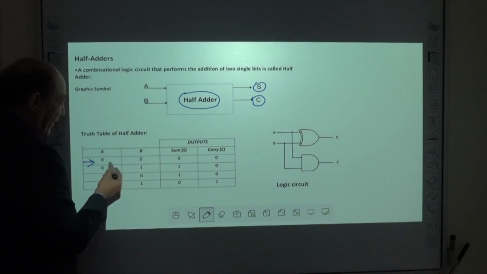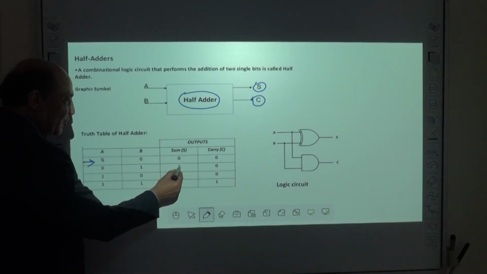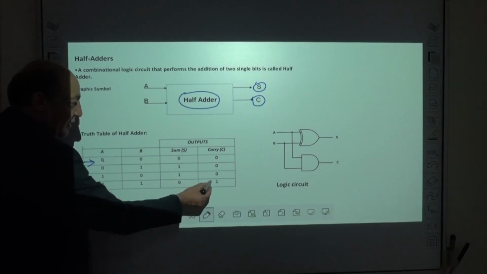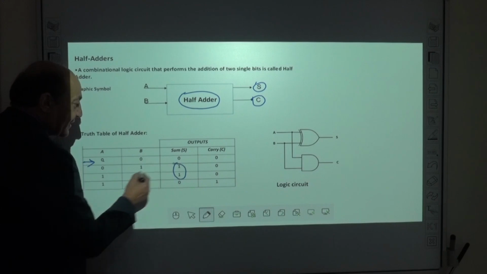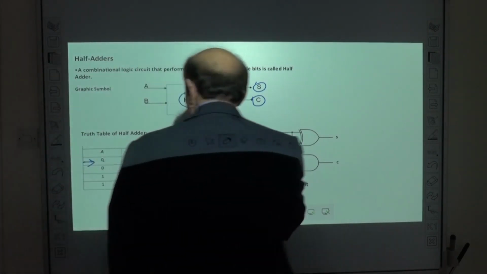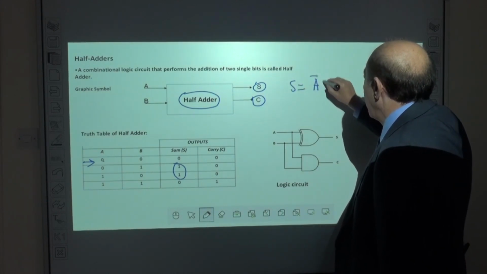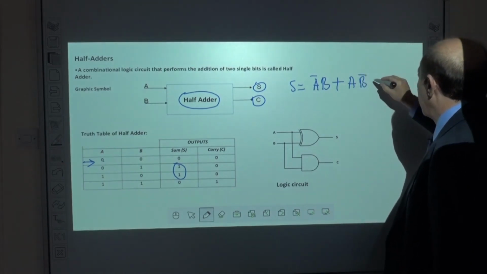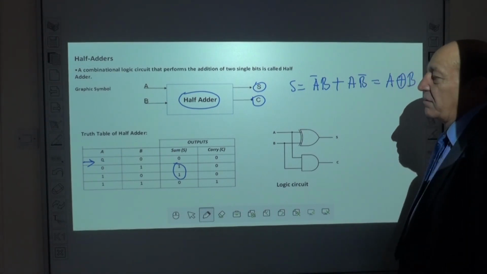As you see, if we add 0 and 0, the sum is 0 and carry is 0. 0, 1, the sum is 1 and no carry. The same is for 1, 0. However, if we add 1 with 1, we have a sum of 0 and a carry equal to 1. The sum is equal to not A B, or A not B, which is well known to you, A exclusive OR B.